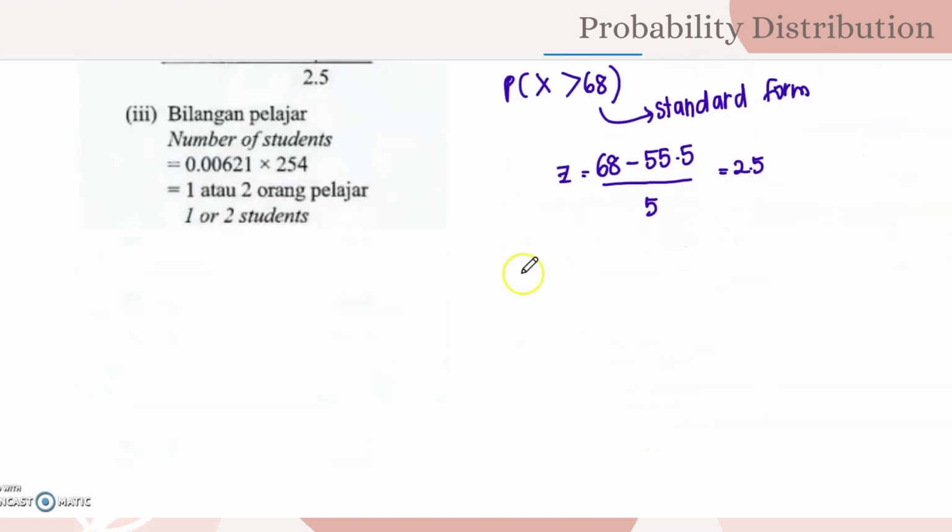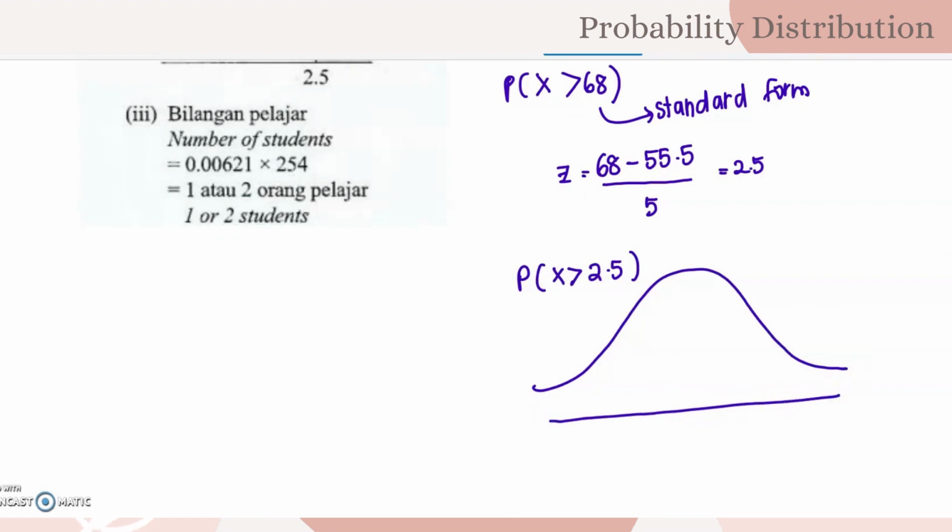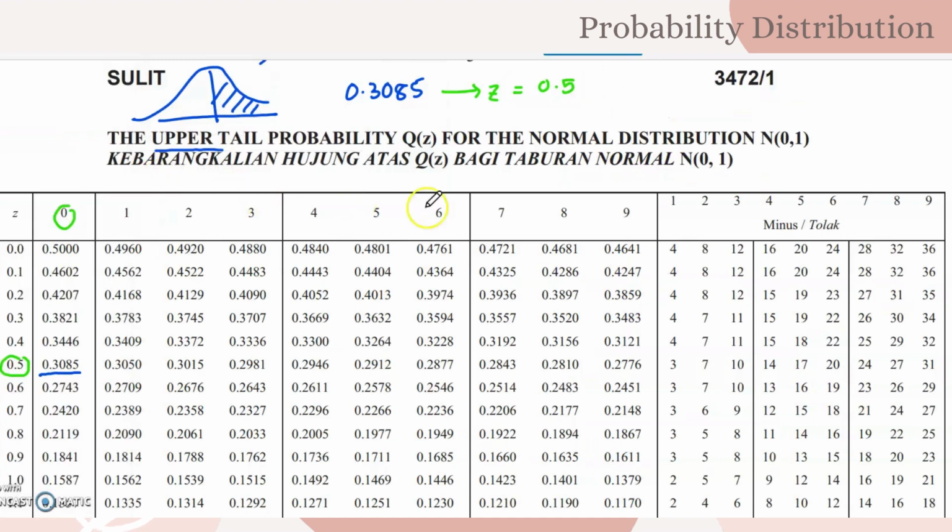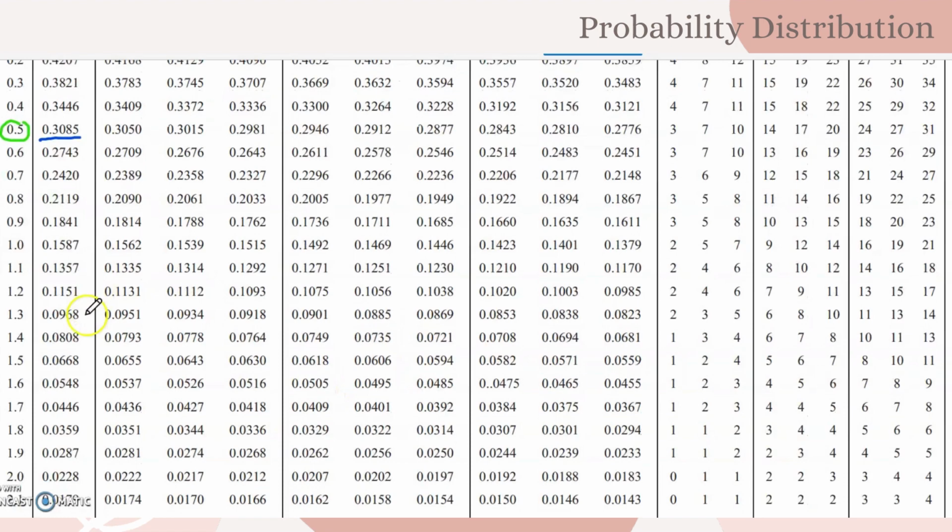So this one is P(x greater than 2.5). From the curve we have this one, 2.5. So 2.5 is in the positive part. And then this is the value for probability that refers to the marks greater than 68. So macam nak cari probability dia, we have to use the table for the standard normal distribution. So 2.5, we get here where is 2.5.